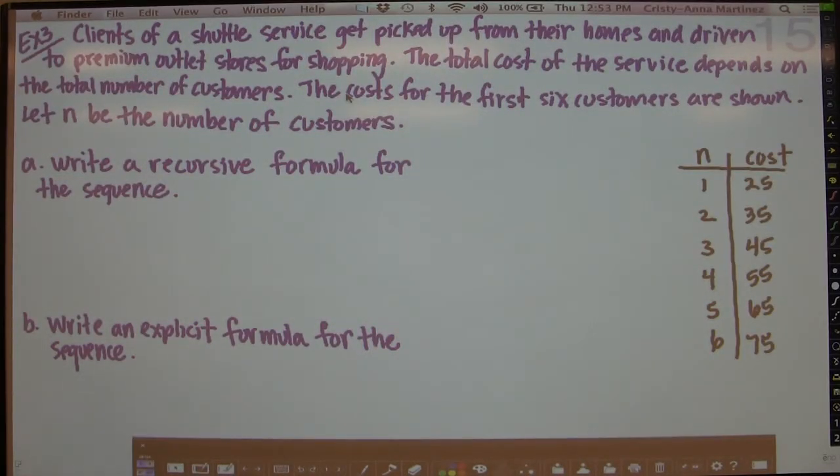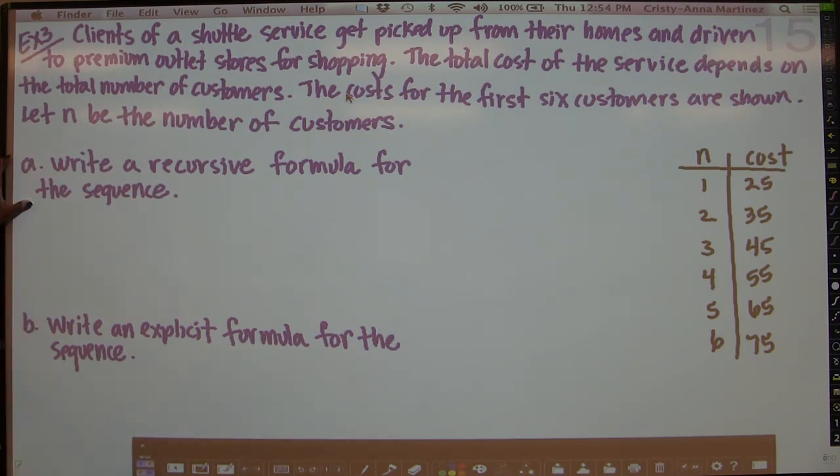All right, so this word problem is actually asking us to refer to the beginning of the lesson, but I went ahead and wrote it out for you. It says, clients of a shuttle service get picked up from their homes and driven to premium outlet stores for shopping. How nice of them. The total cost of the service depends on the total number of customers. The costs for the first 6 customers are shown. We have a T-table over there for you. So let n be the number of customers.